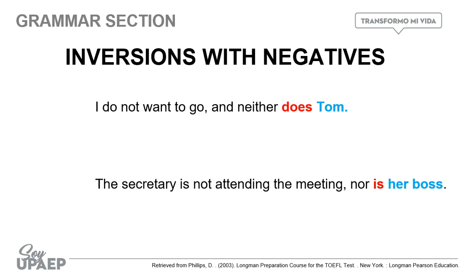I do not want to go, and neither does Tom. So if you notice, you have neither, right? And in the second one, the secretary is not attending the meeting, nor is her boss, so you have nor. Neither and nor are negative words, so if you notice, in both an inversion happens, okay?